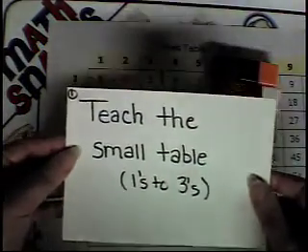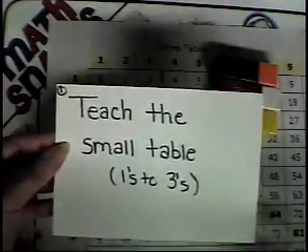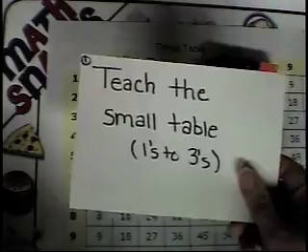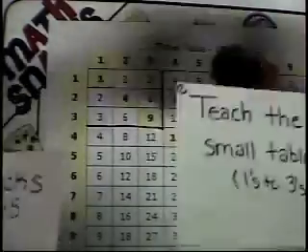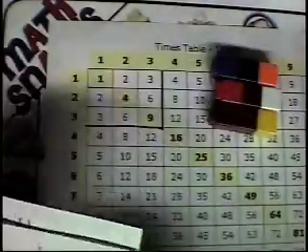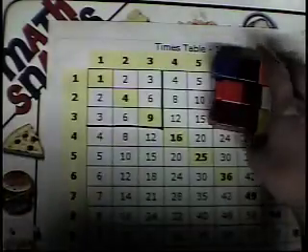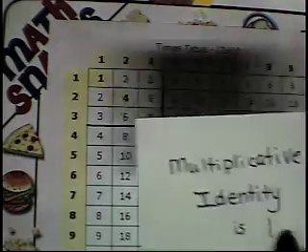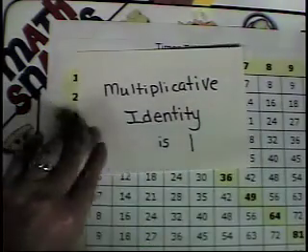So break it down, and first we teach the small table. Spend plenty of time working on the small table, remembering that we started here, and now we're going to test them on memorization. Make sure they know them. Get them to that long-term memory. The next step in working on that times table is to look at the times ones.